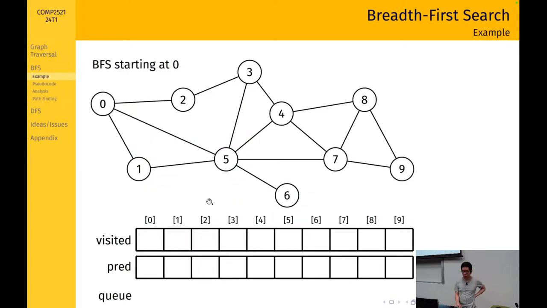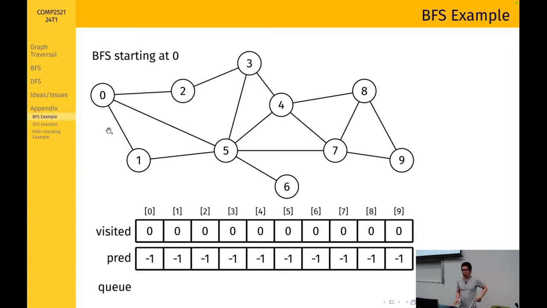Let's go through an example of BFS. Here's our graph, and we're going to do a BFS starting from vertex 0. First thing we do is create and initialize our data structures, so our visited array, where the 0 means false. The predecessors are all -1, and the queue is empty. First, we mark 0 as visited and enqueue it. Then we enter our main loop.